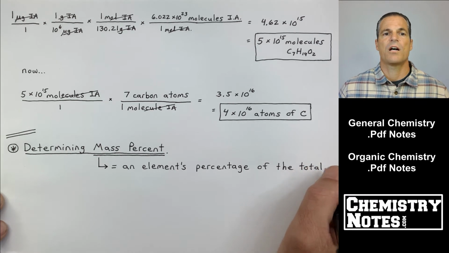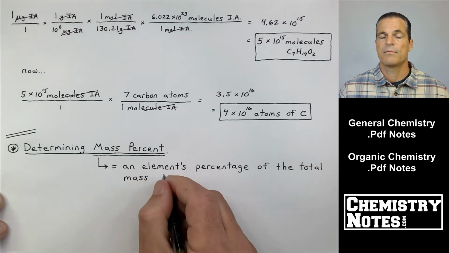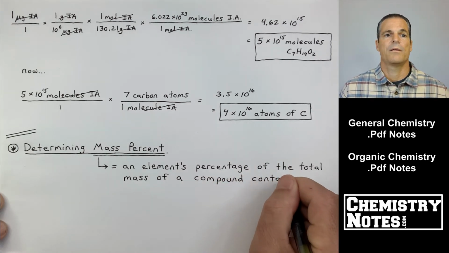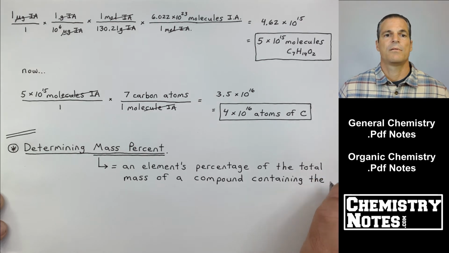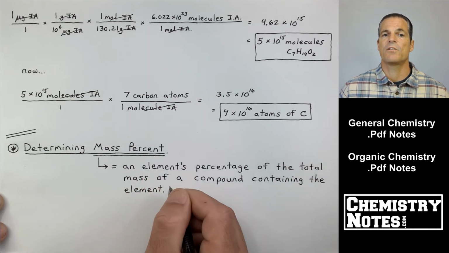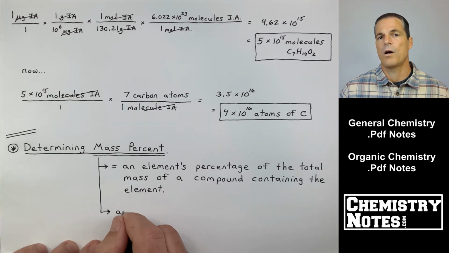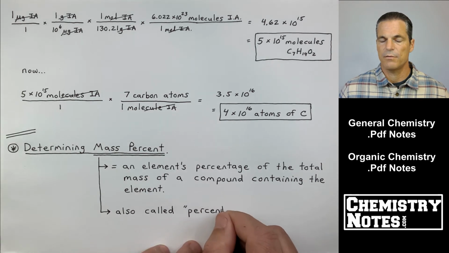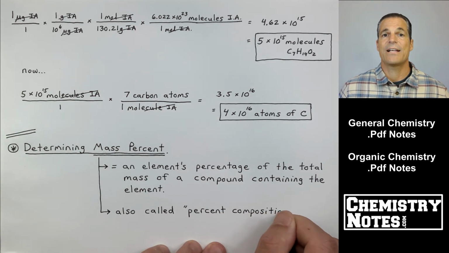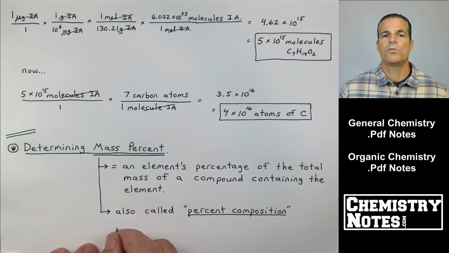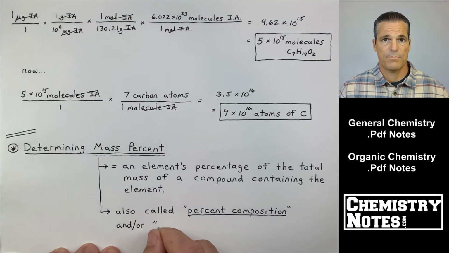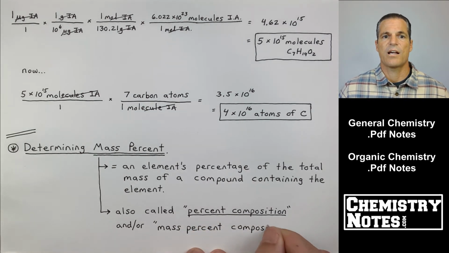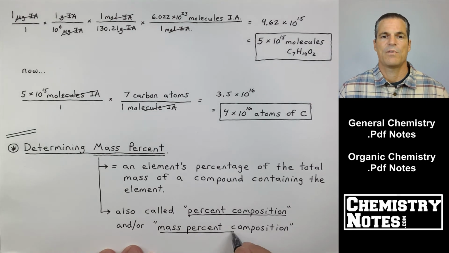Now I want to briefly talk about how to determine mass percent. And then in the next video, we'll go into something called empirical and molecular formula. Determining mass percent. Mass percent is defined as an element's percentage of the total mass of a compound or molecule containing the element. It's also called percentage composition. Sometimes it's called mass percent composition. The two most popular are mass percent or percent composition. Sometimes the wording will say calculate the percent by mass. Same thing.